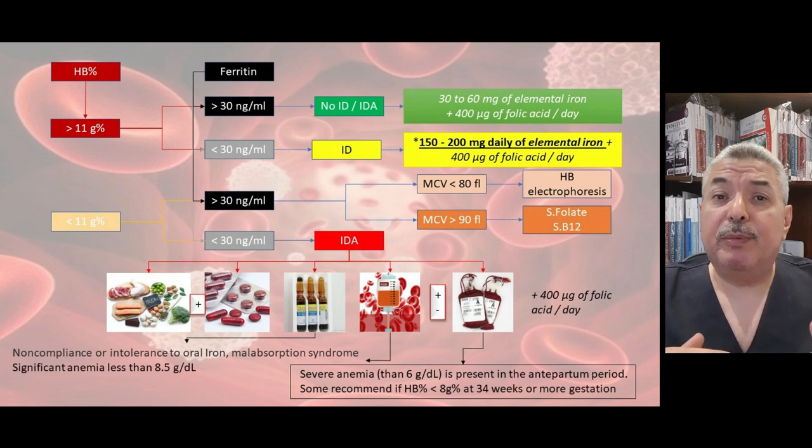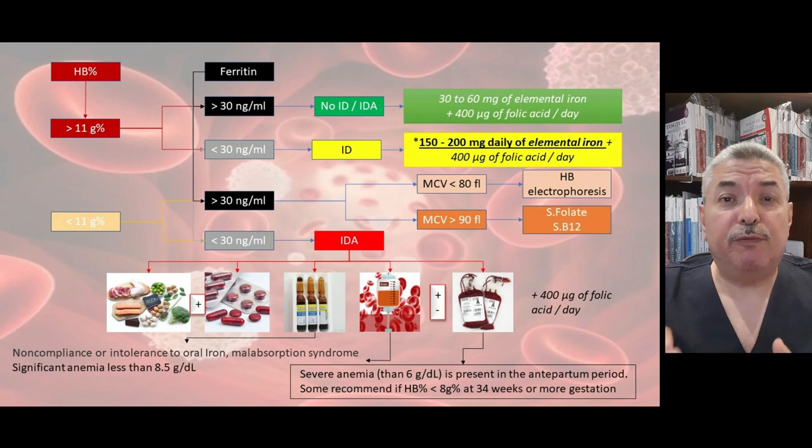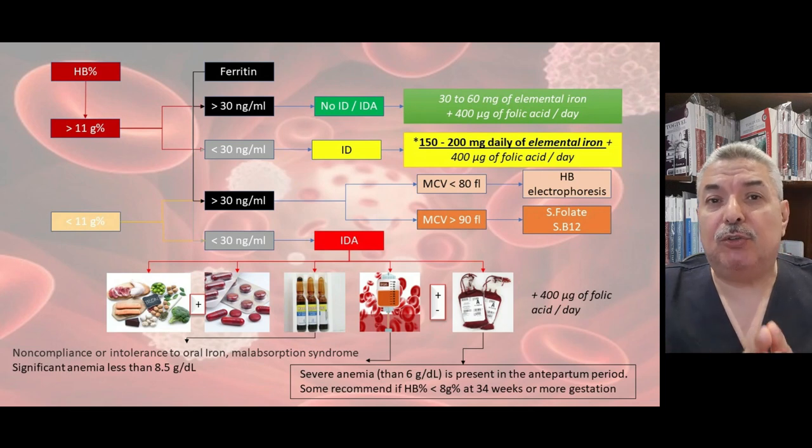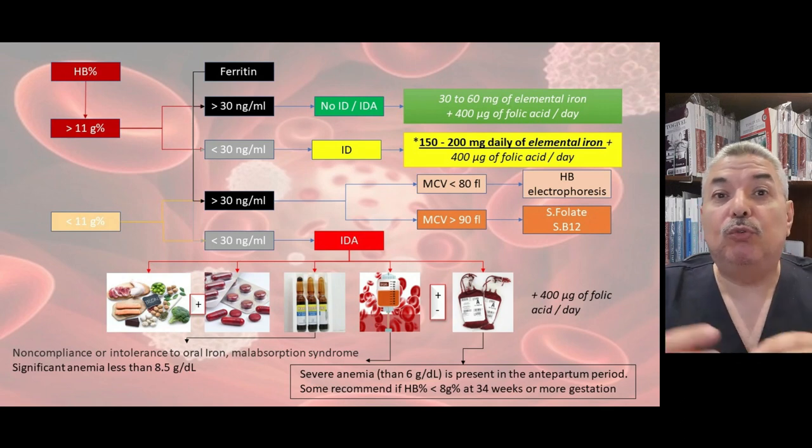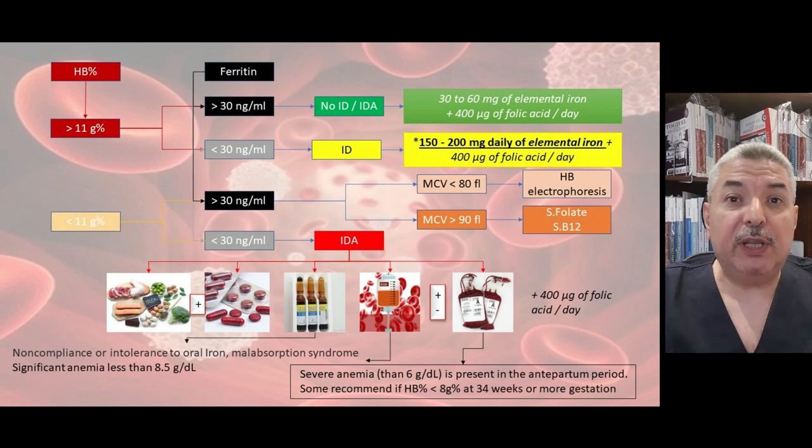But if the hemoglobin percent is 8 gram percent or less, and the patient is at 34 weeks, we have to give packed RBC transfusion, because we cannot allow a patient to go into labor with a very low hemoglobin. We need to raise this hemoglobin to 11 gram percent. So we will give her at least 4 units of packed RBCs over a period of 3 to 4 weeks.